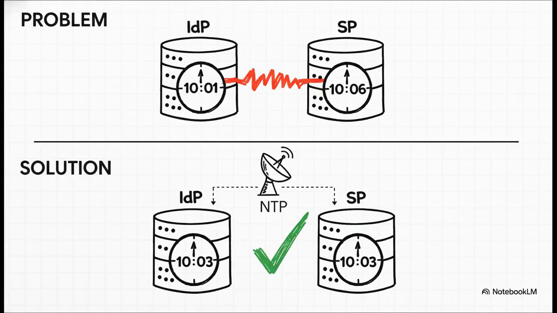Now, you might think this is because of a slow network, but usually it's not. The most common reason is way simpler. The clocks on the two different servers are out of sync. So if the IDP server thinks it's 10:01 and the SP server thinks it's 10:06, that 5-minute window of validity might already be gone before the message even arrives. The solution is pretty standard. You use something called Network Time Protocol, or NTP, to make sure all the servers have their clocks perfectly synchronized.